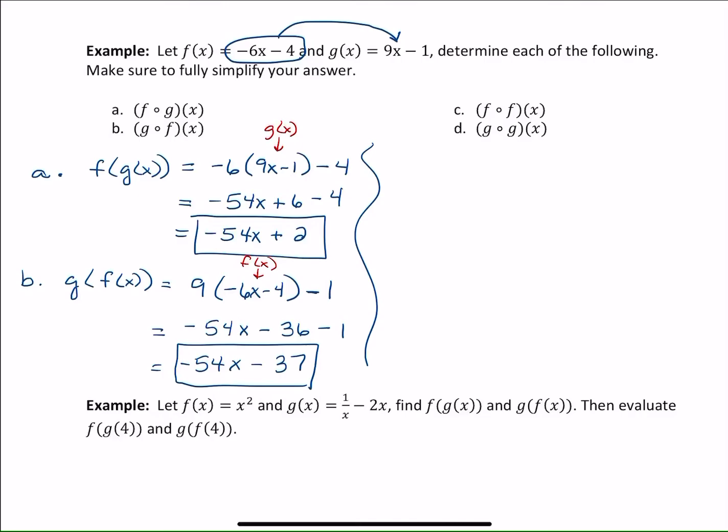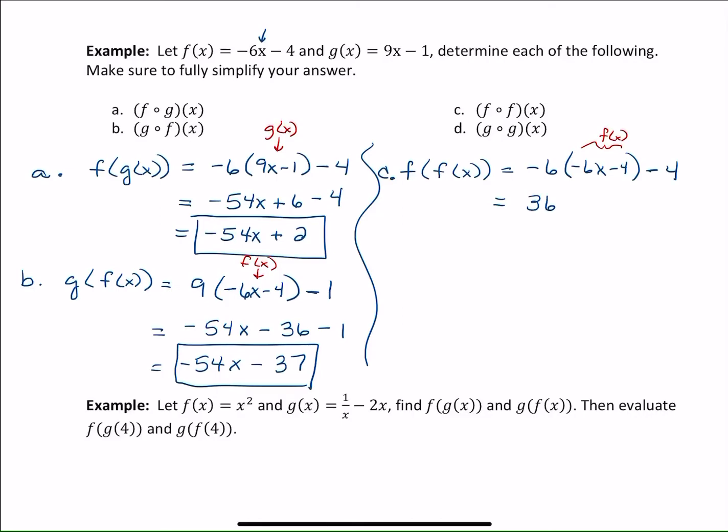Okay, the other two, we've got f of x is what C is asking you to find. So don't get too confused in here. Basically, you're plugging your function into itself. So everywhere there's an x, I'm going to plug in the f of x. So I'm going to have -6, and then where my x is, I'm going to have -6x minus 4, and then you've got the -4. So this is, we're plugging in f of x right here into f of x. And then simplify from there.